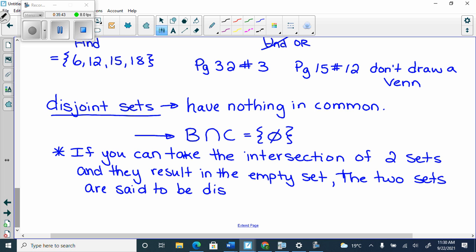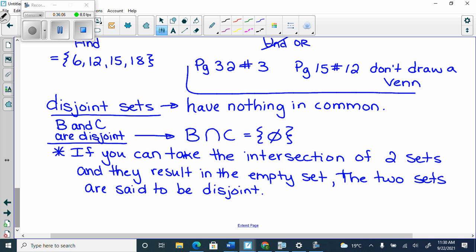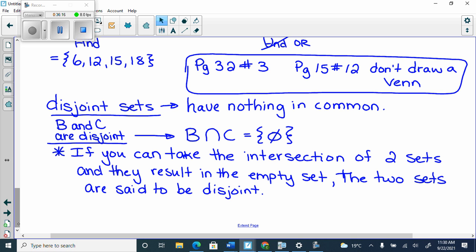So how do you prove disjoint? You take the intersection and you get the empty set, right? But in this case, B and C are disjoint. Sometimes they'll just ask, what are the disjoint sets? And you'd say B and C, and you'd be done. They ask to verify, you'd have to say B and C equals the empty set. Okay? So you have two questions. Page 32, number 3, page 15, number 12. Don't draw a Venn diagram. We haven't done that yet. You just do what we just did, okay? And those two will be asked for on Friday morning, so make sure you're doing them.